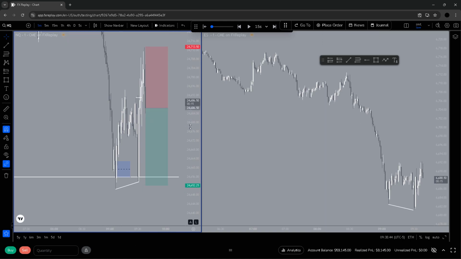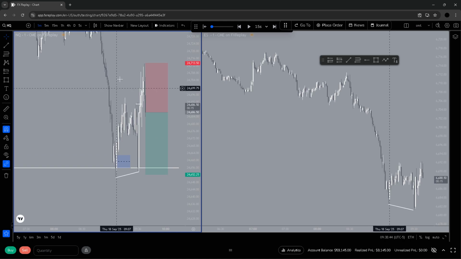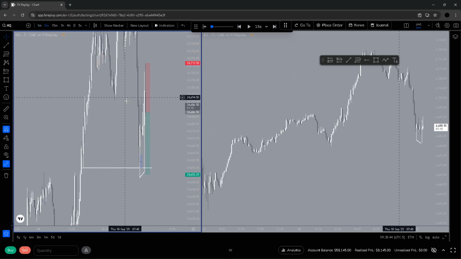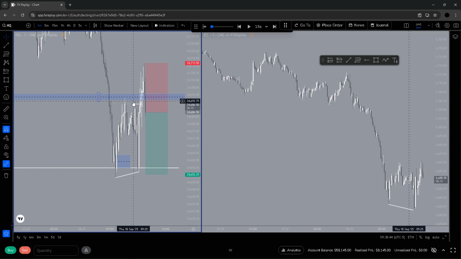That's how the market works. We go from liquidity to liquidity. Fair value gaps can also act as liquidity. There's a 5-minute PXL as well. So it's beautiful. There's more to it than obviously just liquidity, but you guys get the picture.